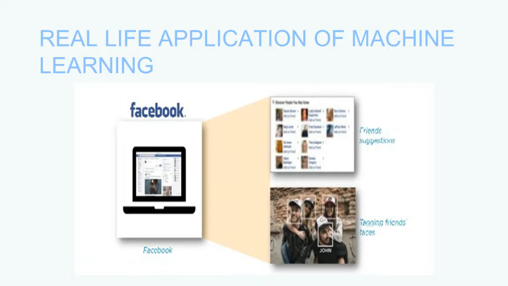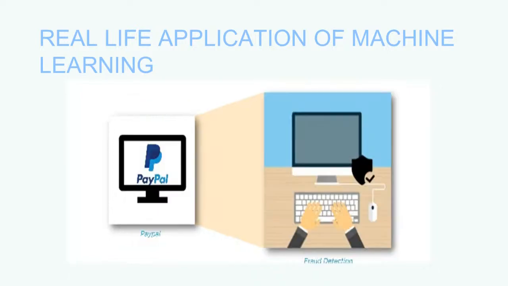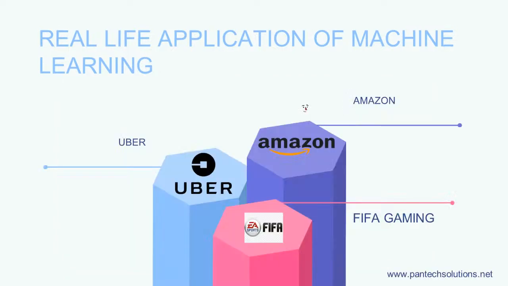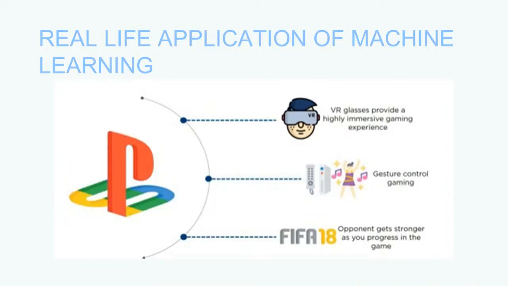So how can it be? By using machine learning techniques. And fraud detection, like PayPal, they are doing fraud detection, how easily fraud can happen, if similar features are present, they are going to do the fraud, all these kinds of things. And then real-time applications: Uber, Amazon, FIFA gaming, and some other applications. With virtual reality, we can implement machine learning techniques. And gesture control gaming.